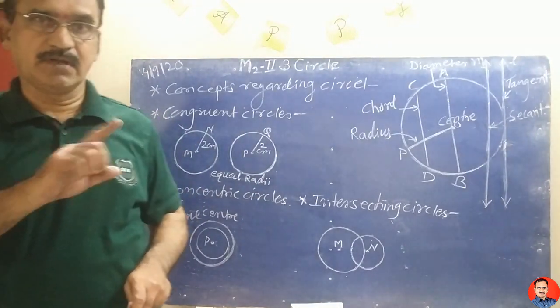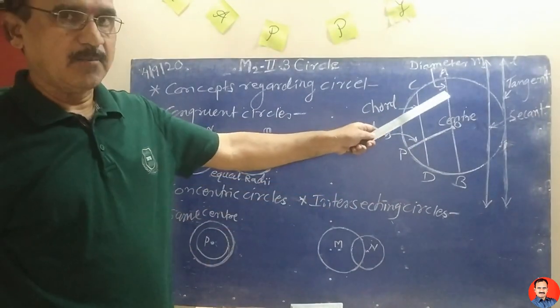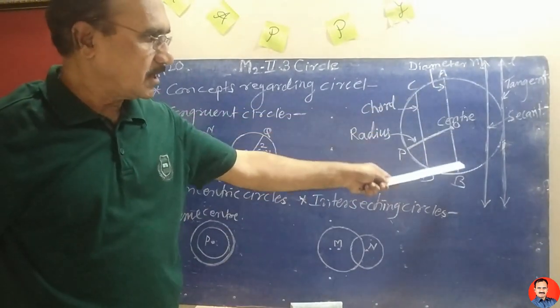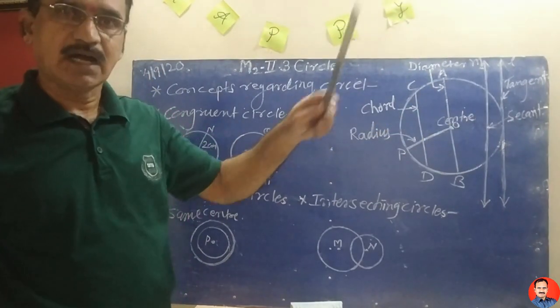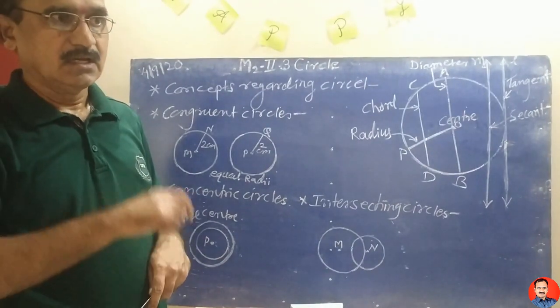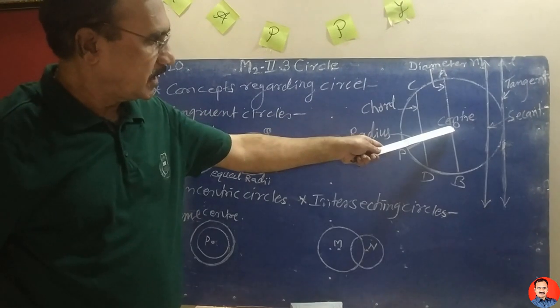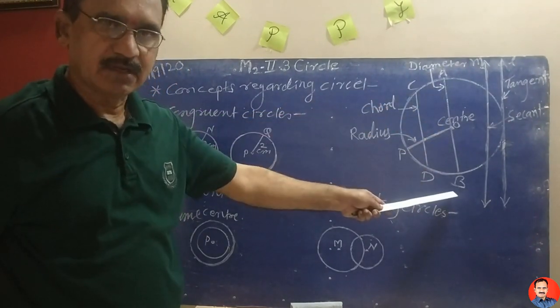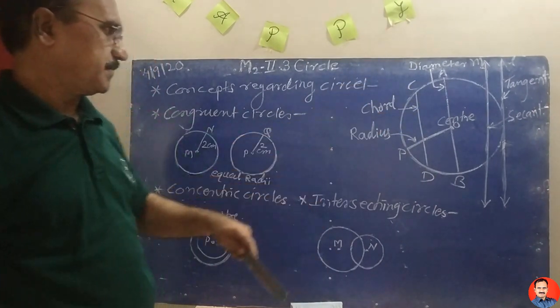See, what is the relation between diameter and radius? Relation between diameter and radius. Diameter is 2 times the radius and radius is half of the diameter. Is it clear? Diameter is 2 times the radius. See here, 1 time and 2 times, diameter, and radius is half of the diameter.